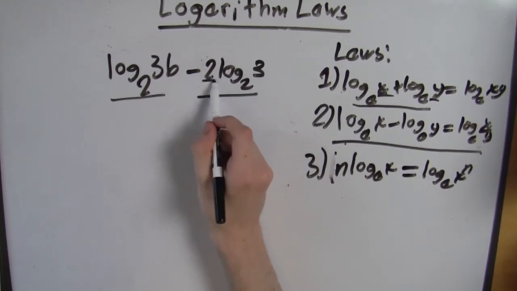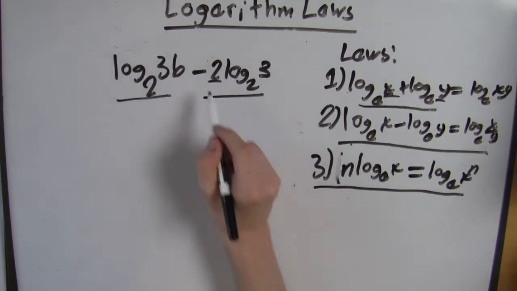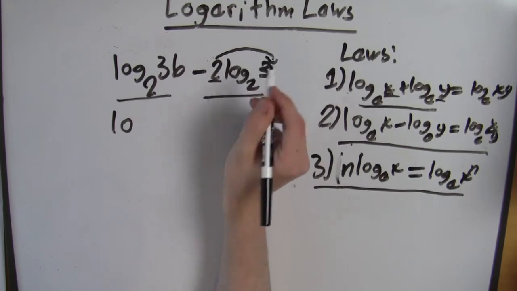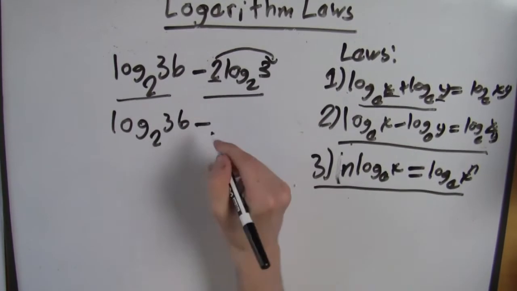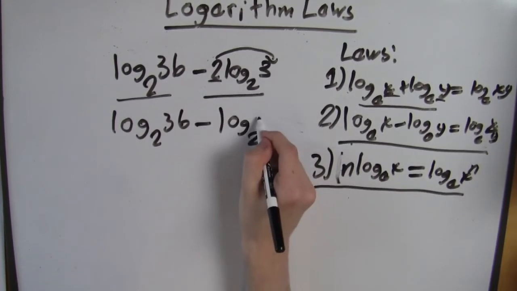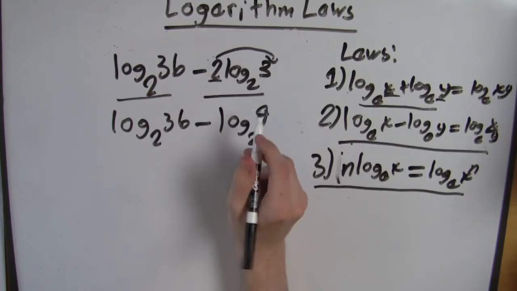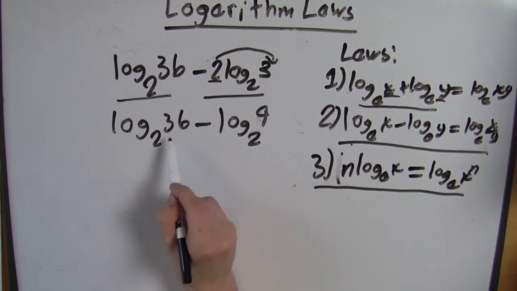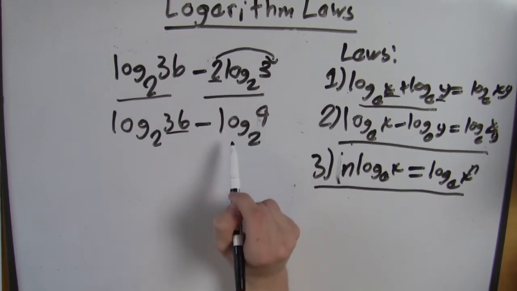Right off the top, I can see that this looks a lot like something I can use this rule for, because that 2 looks like an n. So I'll put it back in. I'll raise 3 to that power. I'll get log base 2 of 36 minus log base 2 of 3 squared, or I can just write 9. Now I'm left with log base 2 of 36 minus log base 2 of 9.